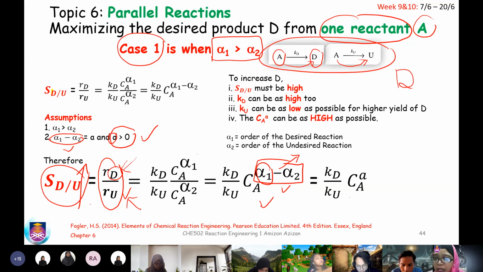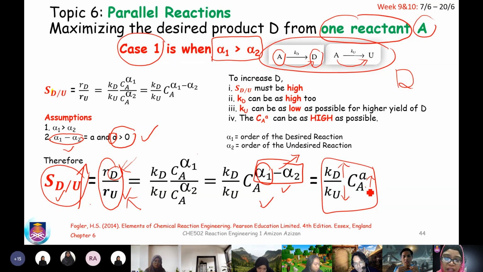So we know that we want to make sure that the selectivity is high. So from this, mathematically, we can say KD is also high. KU must be low. The concentration of the limiting reactant A, which is the only reactant here, must be high.